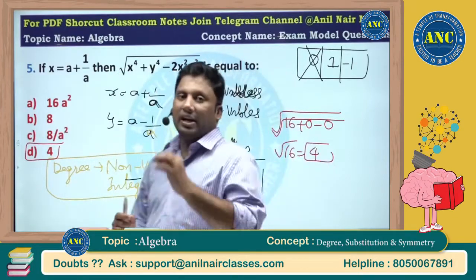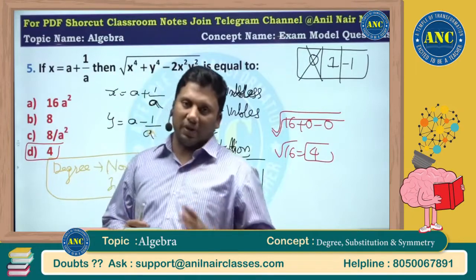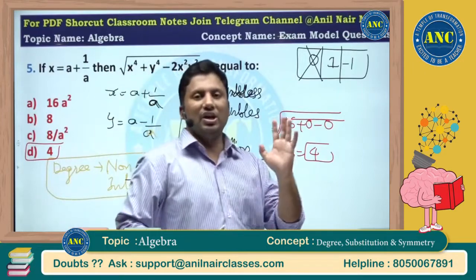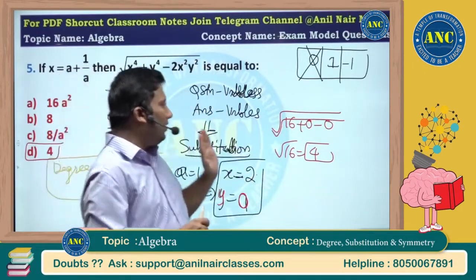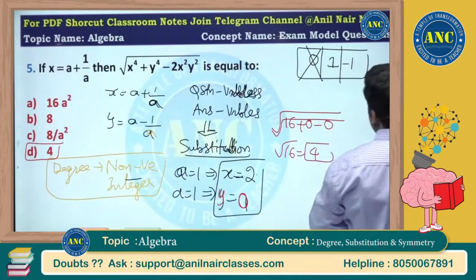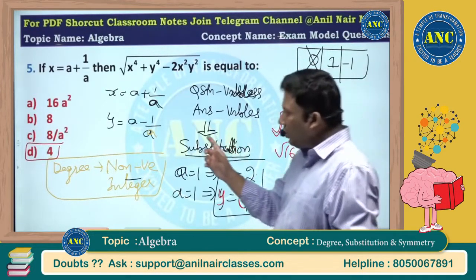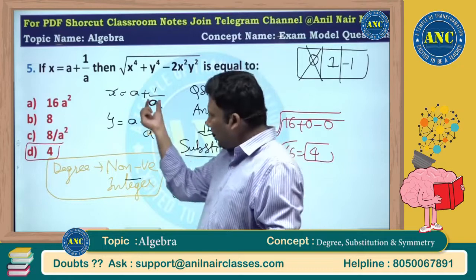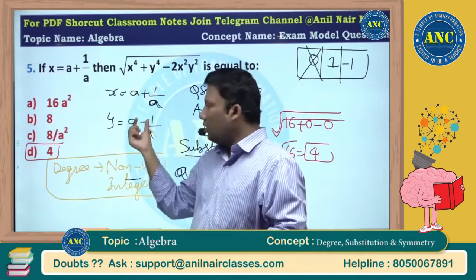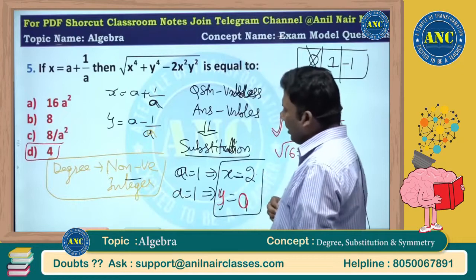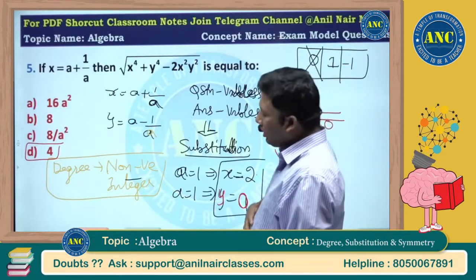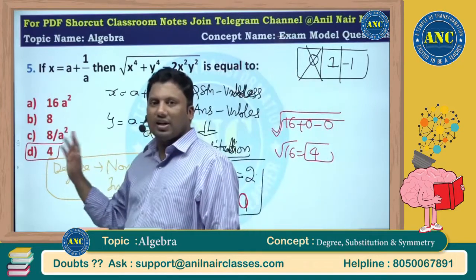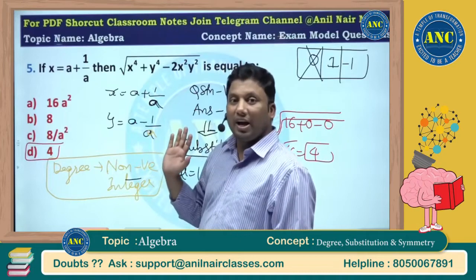Again, I am repeating, degree is used for a polynomial expression. For a polynomial expression, degree will always be a non-negative integer. Then I used the thumb rule of 0, 1 or minus 1. 0 cannot be used because it is in the denominator, so I took a as 1. 1 plus 1 is 2, 1 minus 1 is 0. Root of 16 is 4, so the answer is 4. I hope the idea is clear.